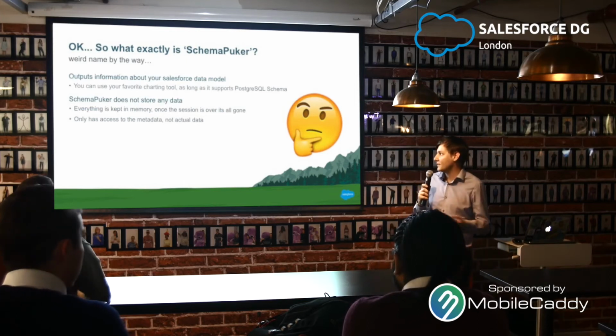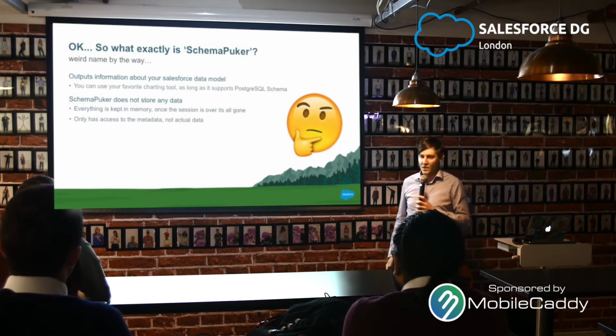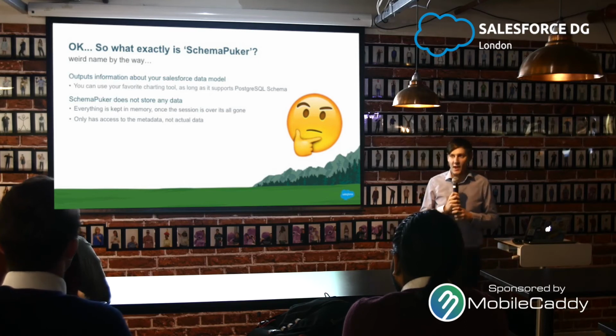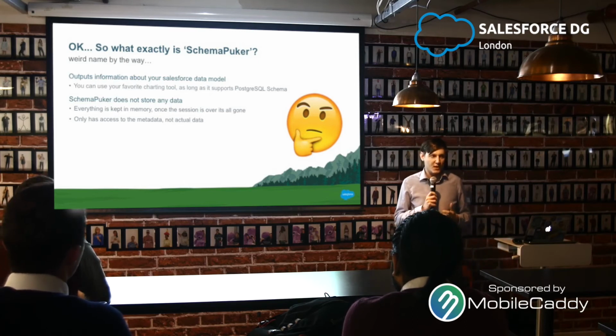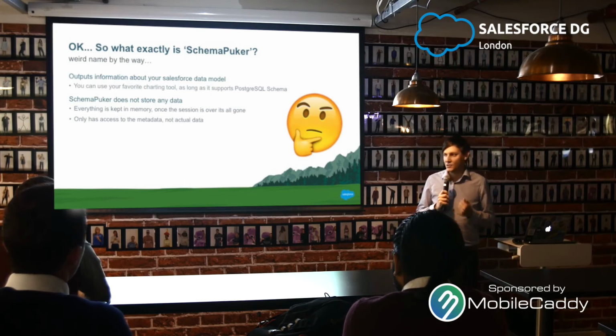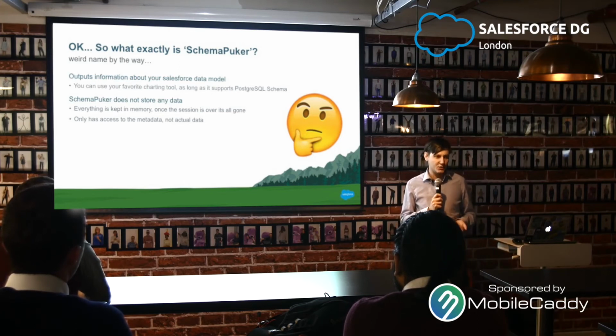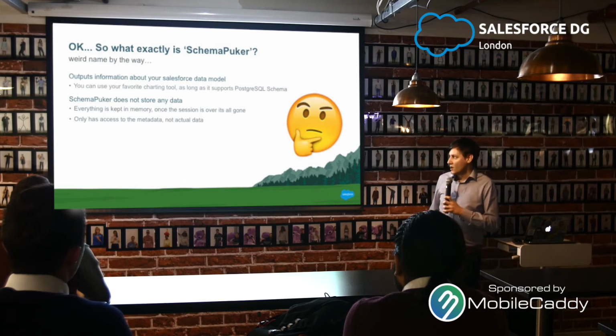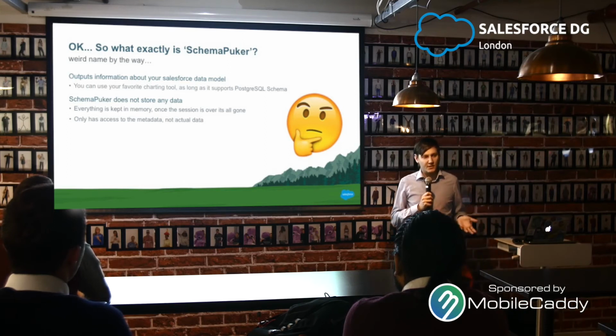So what exactly is SchemaPuker? What it does is create a Postgres SQL schema of your Salesforce data. Now, that's useful because you can import that into a charting tool like Lucid Chart or Visio. I prefer to use Lucid Chart, and that's what I'll be demonstrating here. It doesn't store any data, it doesn't do anything to your data model. All it does is basically read the metadata from Salesforce and export it to a Postgres schema.